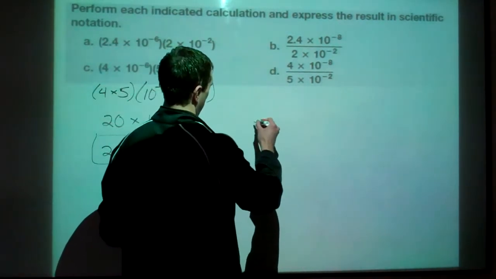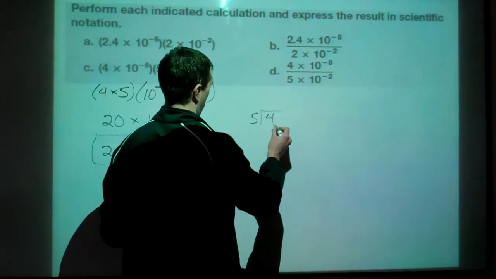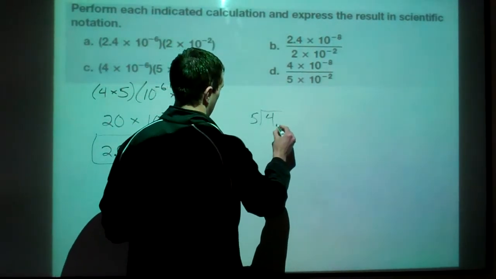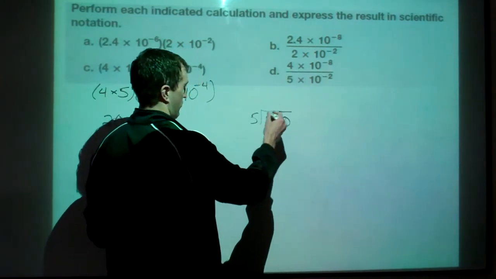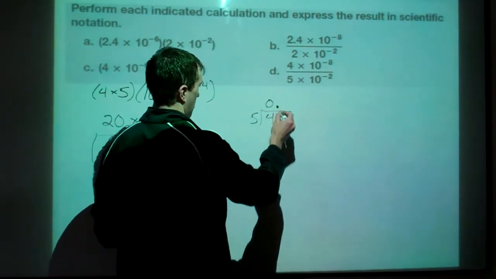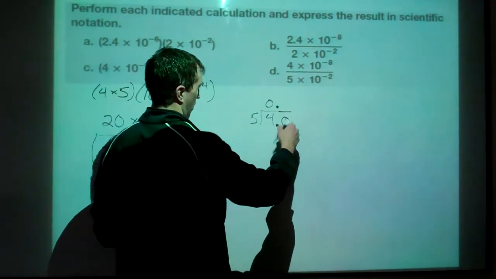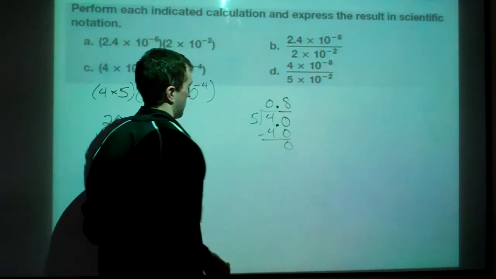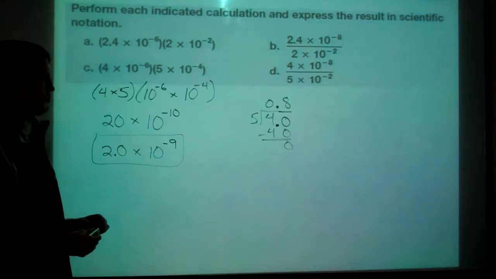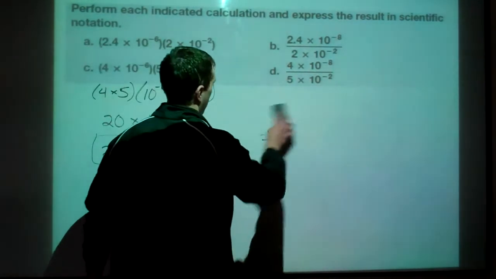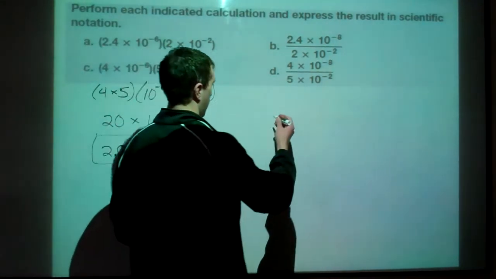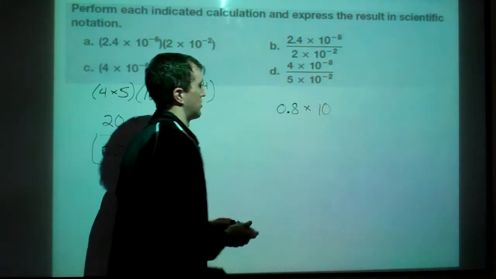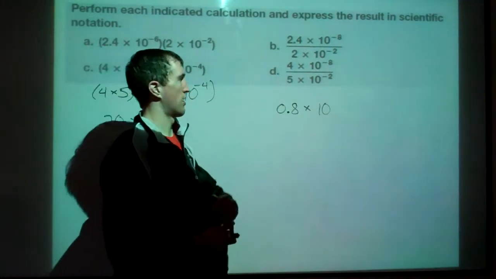We should get a decimal. How many 5s go into 4? The markers are not doing so hot right now. Let's see. 5 goes into 4 0 times. But 5 goes into 40 8 times evenly. Alright, so we're good there. So we know we're going to get 0.8 times 10 to the something. Let's write that down. 4 divided by 5 is 0.8 times 10. Alright, so now we have 10 to the negative 8 divided by 10 to the negative 2.